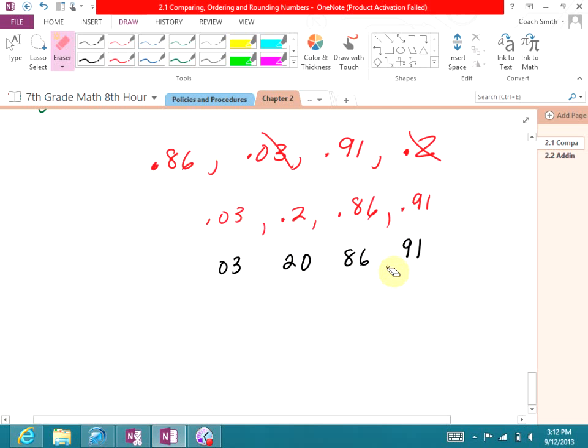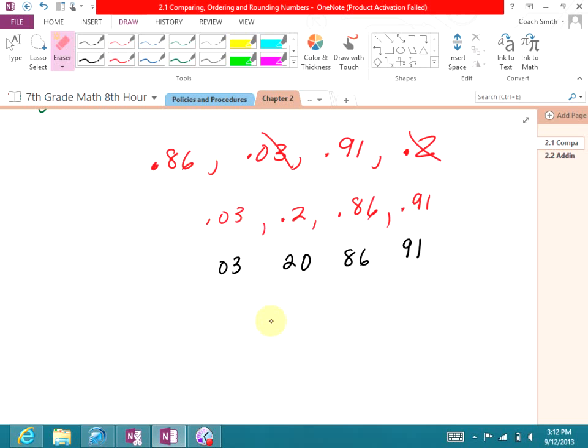Okay? Obviously, if the decimals aren't there, y'all know that 3, 20, 86, 91 would be the correct way to do it. Okay? But you got to make sure if you do that they all have the same amount of digits.